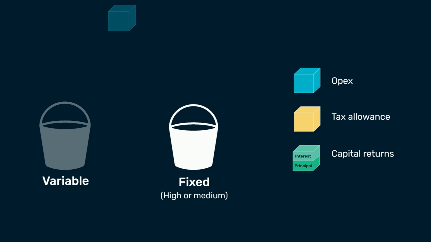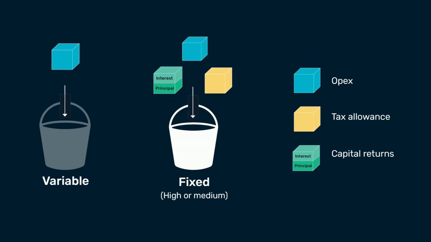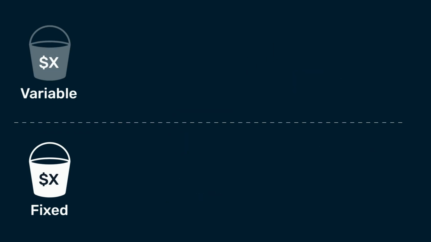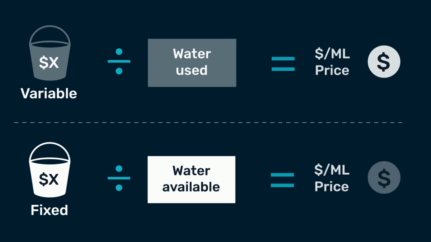First, we assign some OPEX costs to the variable charge bucket, and then the rest of the costs go into the fixed charges bucket, where we split them into either high or medium priority. Finally, we divide the costs in each bucket by the relevant volumes to determine the price per megalitre.